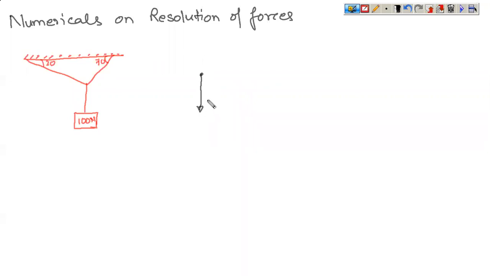The weight here is 100 Newton. Let us say this is string 1, this is string 2. Let the tension here, this direction of tension, I have assumed myself. If the answer comes out negative, I'll say that the direction of my assumption was wrong. So this is T1, and this is my other tension, T2. Now coming to the angles, this is 20 degree, this is 70 degree. So obviously this is 90 degree.